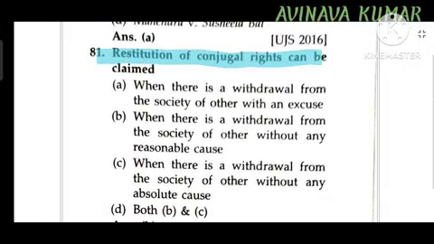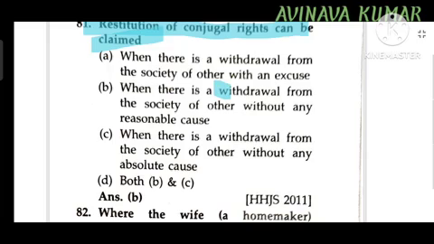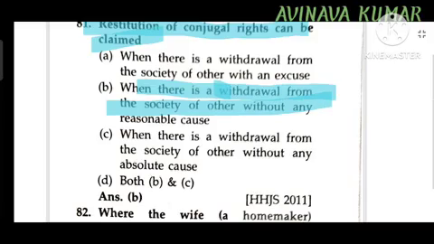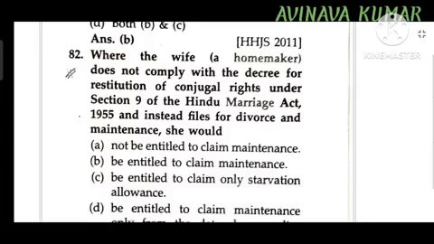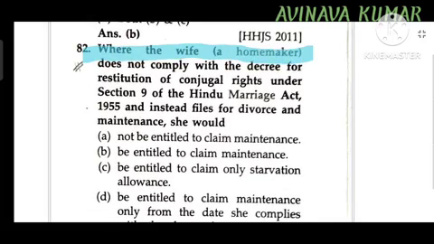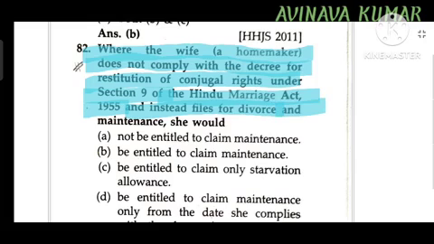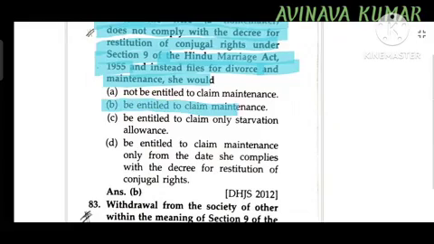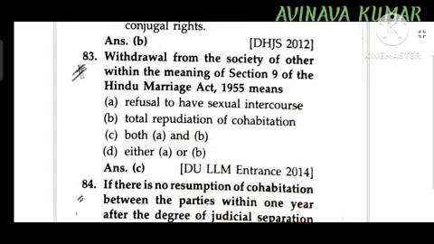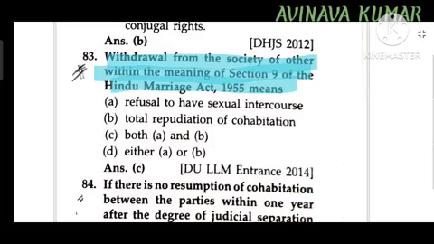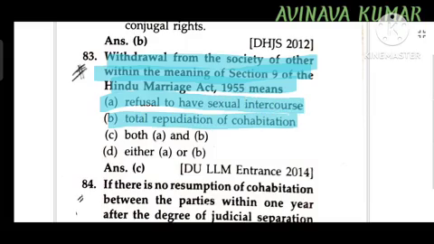Restitution of conjugal right can be claimed when there was a withdrawal from the society of the other without reasonable cause. Where the wife, a homemaker, does not comply with the decree of restitution of conjugal right under Section 9 of Hindu Marriage Act 1955 and files for divorce and maintenance, she would be entitled to claim maintenance. Withdrawal from the society of the other within the meaning of Section 9 means refusal to have sexual intercourse, total repudiation of cohabitation.